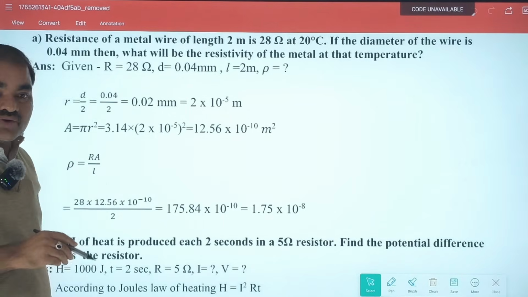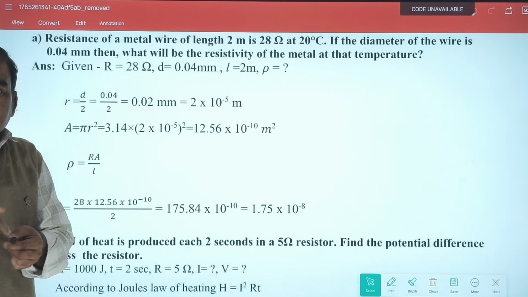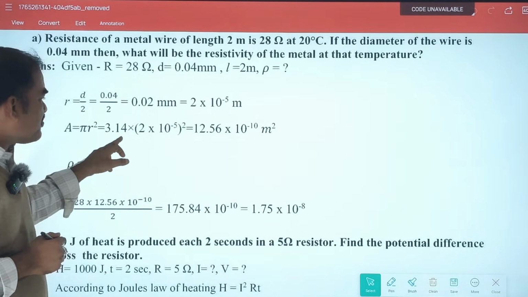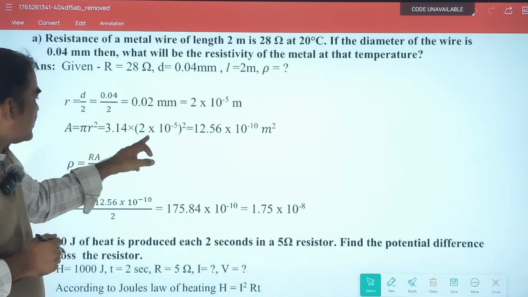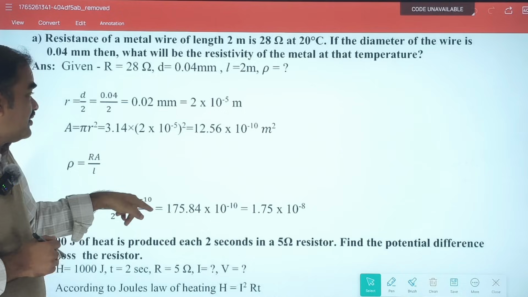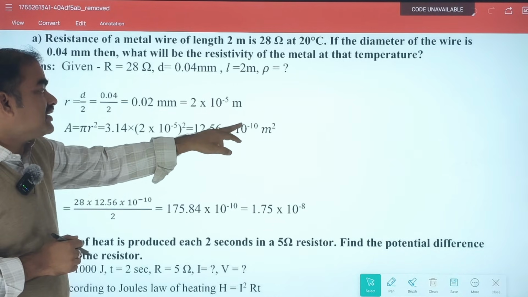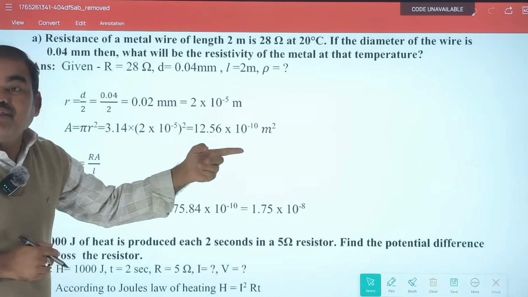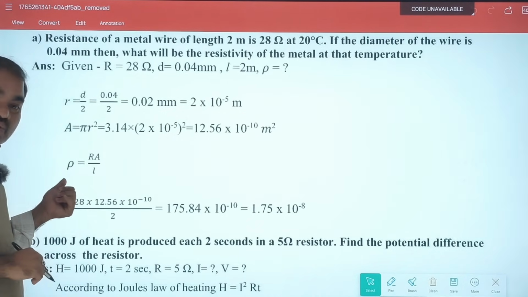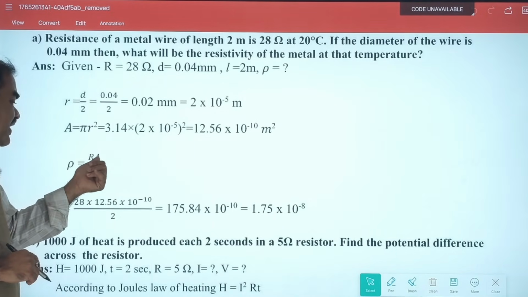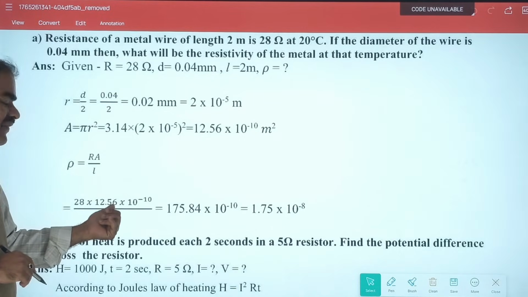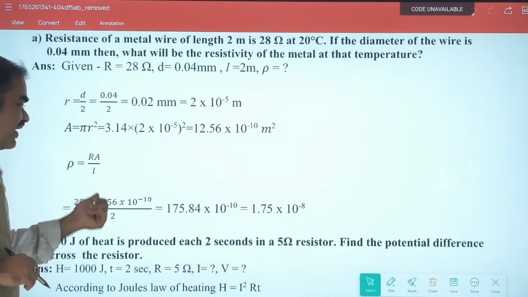So area equals pi r square, because the area of cross section is circular. Pi is 3.14 and r square is 2 into 10 to the power minus 5, whole square. This will give 12.56 into 10 to the power minus 10 meter square. Area is always in square units. So rho, resistivity, equals R into A divided by L. R is 28, A we have got now, 12.56 into 10 to the power minus 10, divided by 2.